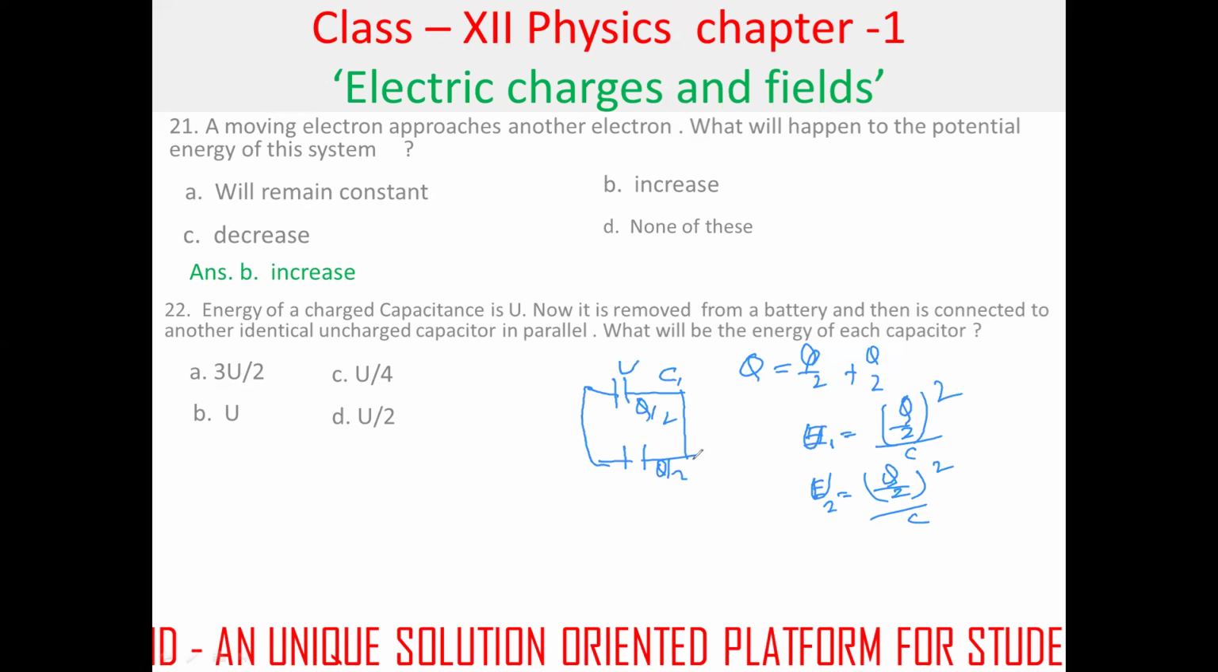Earlier the energy was U equal to q square by C. Now after calculation it will be q square by 4C. So this is equal to 1 by 4 times q square by C. So the answer would be this. Hope it is clear to you.